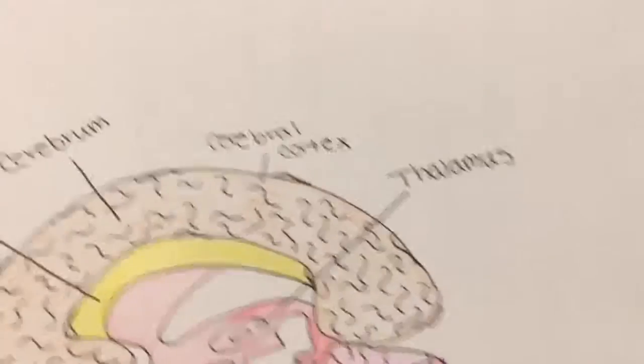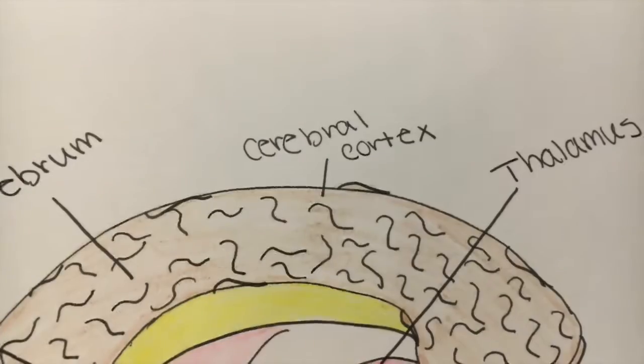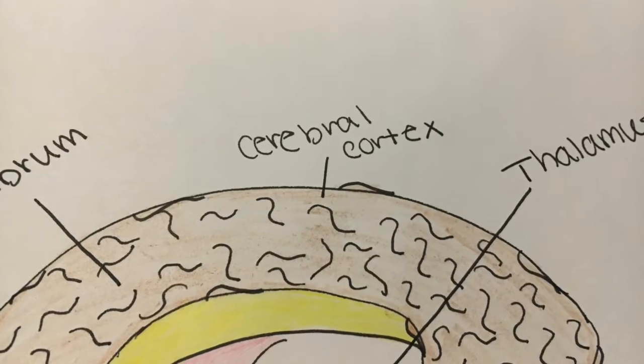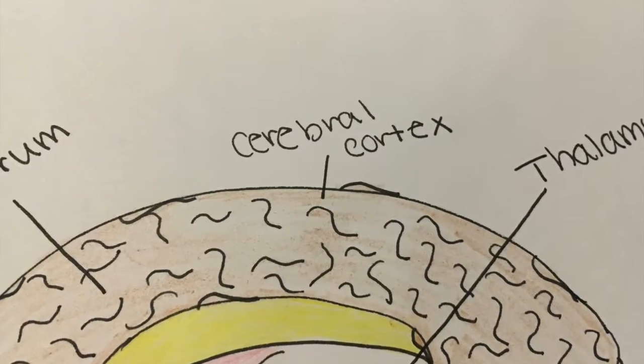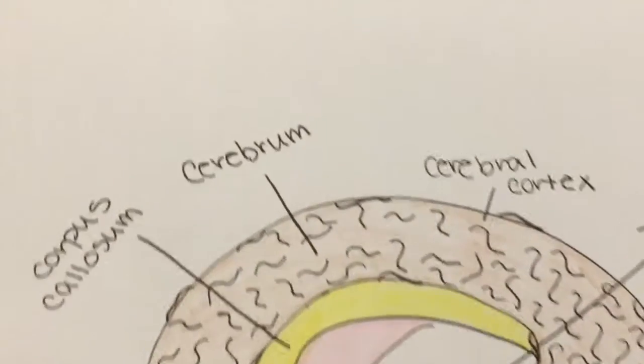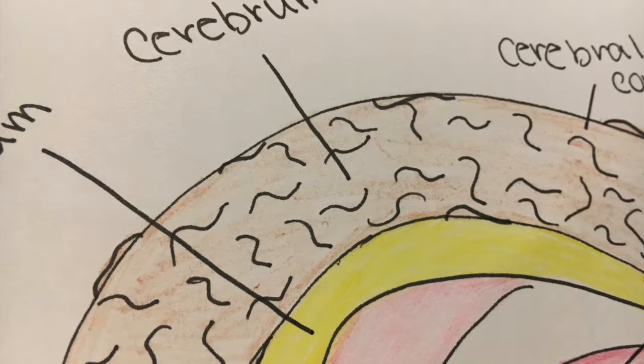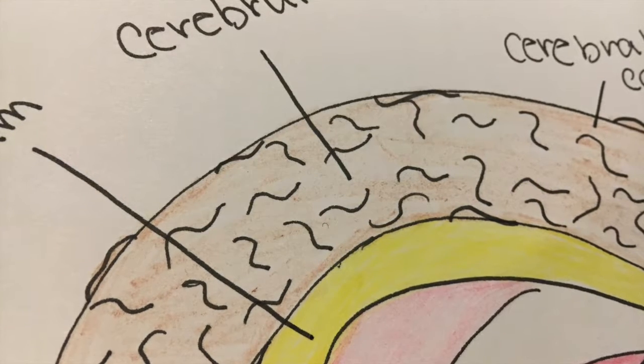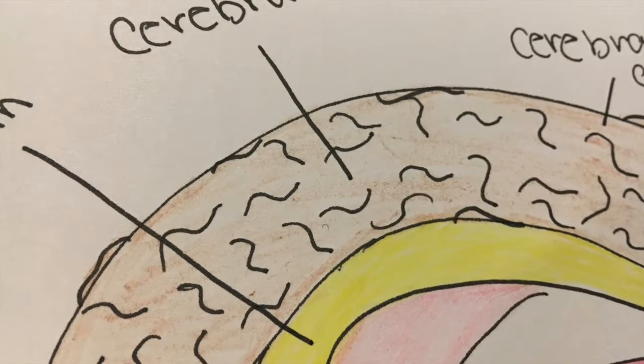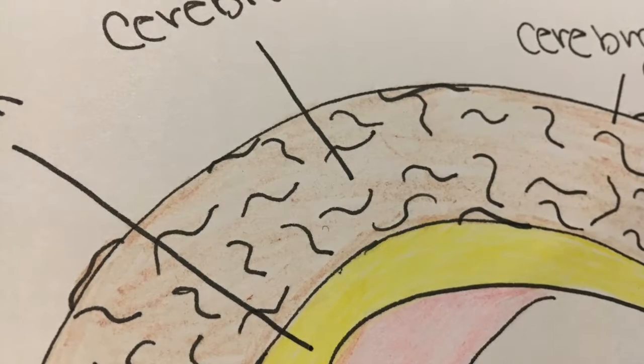The cerebral cortex. The outer layer of the cerebrum that plays an important role in consciousness. The cerebrum. The most anterior part of the brain. It consists of two hemispheres, left and right. It is responsible for the integration of complex sensory neural functions and the initiation and coordination of voluntary activity.